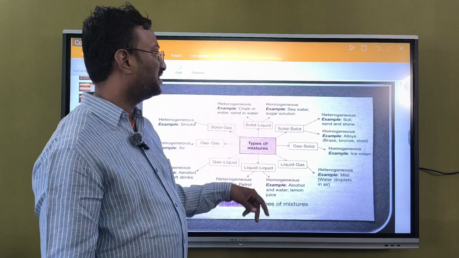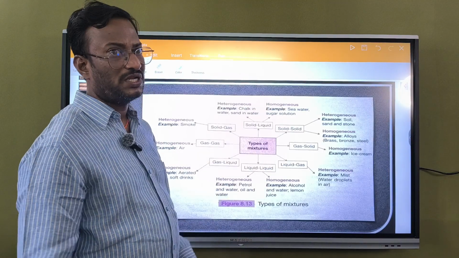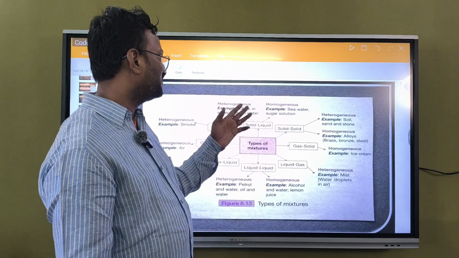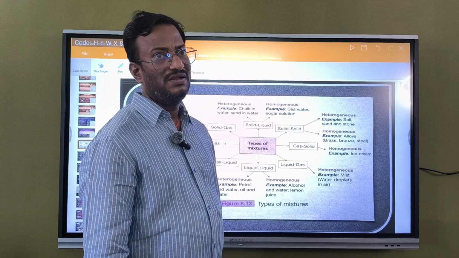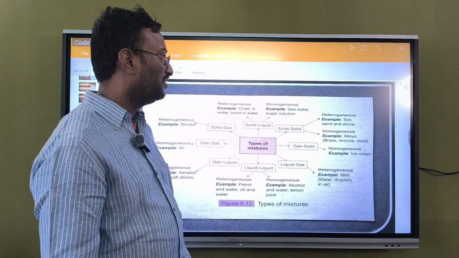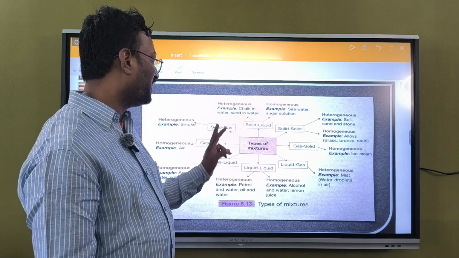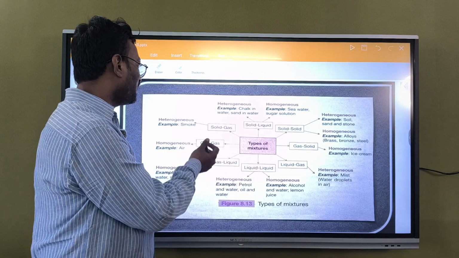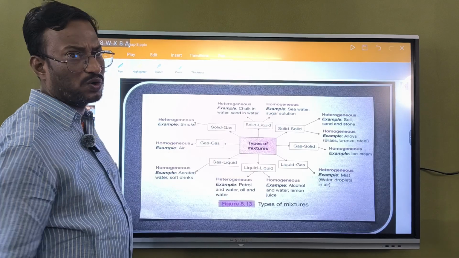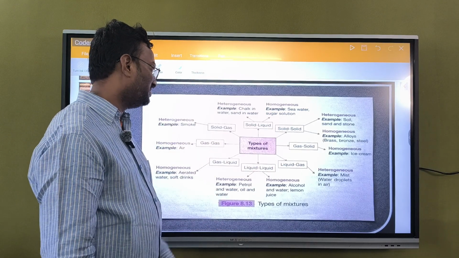the homogeneous mixture is seawater, sugar solution or salt water, and heterogeneous mixture is chalk in water and sand in water. These are heterogeneous mixtures. And gas solid or solid gas, you take solid gas. An example of solid gas is smoke. Smoke is an example of solid gas.